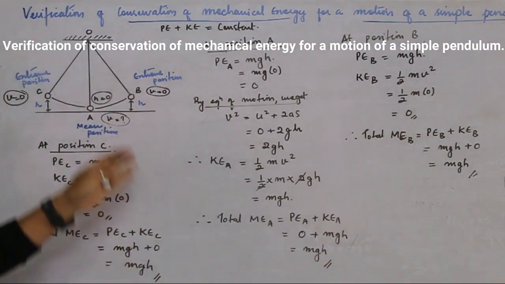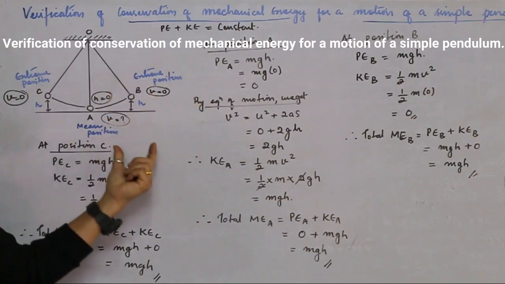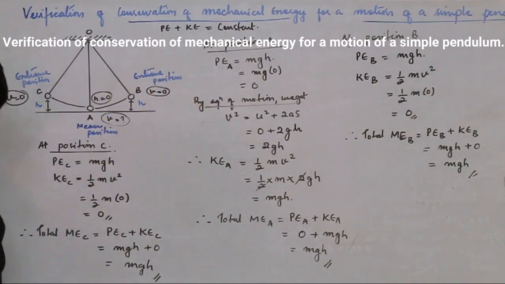So here also we have found that the total mechanical energy at positions C, A and B is the same. So that means the energy is being conserved. The sum of potential energy and kinetic energy is the same.